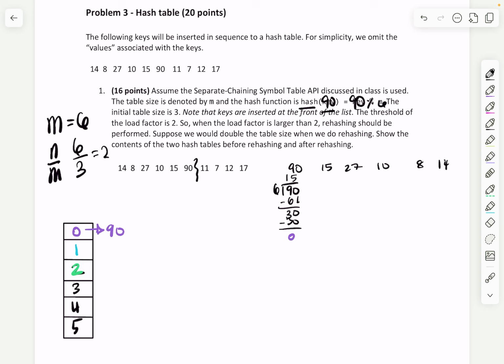Then we're going to do the same for 15. So 6 into 15, and that's going to be 2, and that's 12, and that's 3, and that is your remainder.